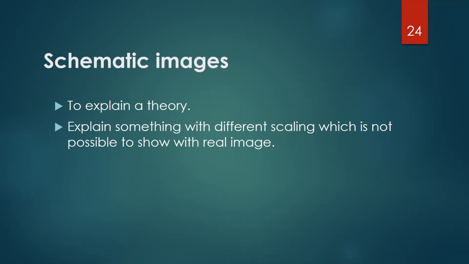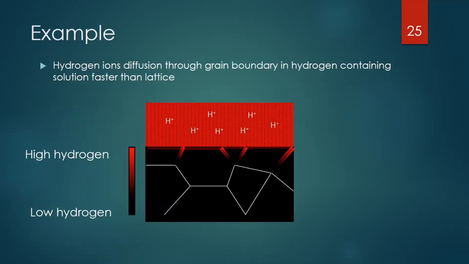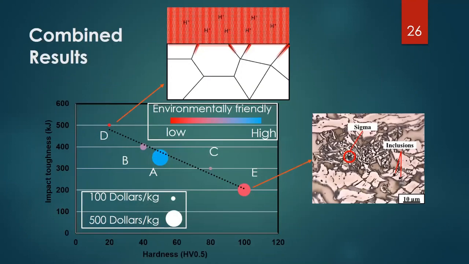So it is something that it is not possible to see in a real image. So you can make a schematic image. For example, here, this is a schematic image. So you see the hydrogen, low hydrogen and high hydrogen, and you see the boundaries of the grain down. In that way, this is a schematic. So you can combine this schematic result with a scatter plot, microstructure, to give more information. Maybe if necessary, you can mix these things together in one figure.